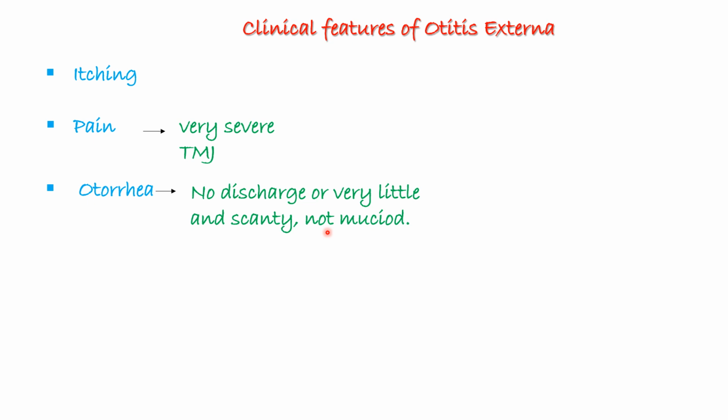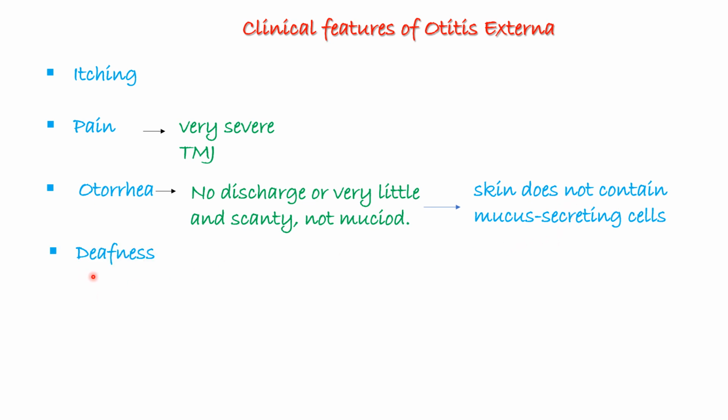In otitis media, you are going to find the presence of discharge because there are mucoid cells in the middle ear, and there are no mucoid cells in the external ear. The skin does not contain mucus-secreting cells. You can also have deafness. This is conductive hearing loss. When the canal is completely obstructed by edema, then you can have deafness.